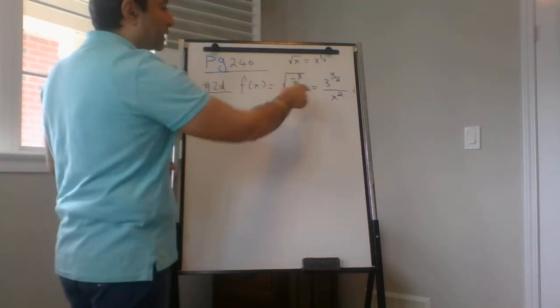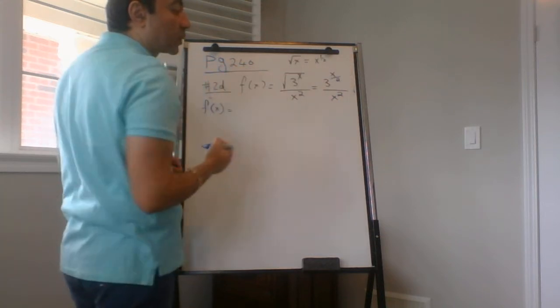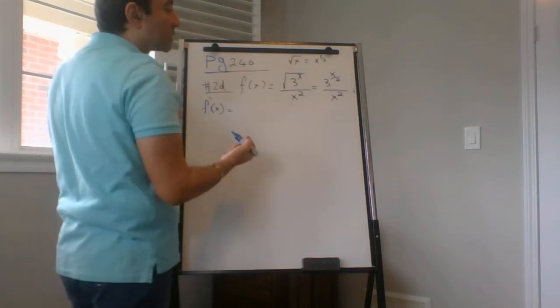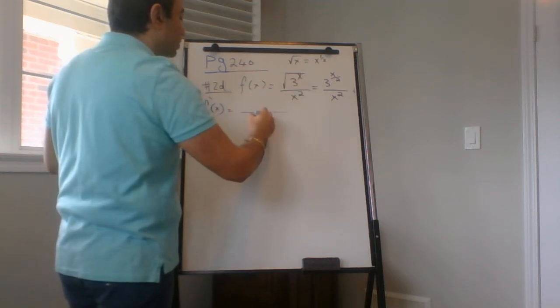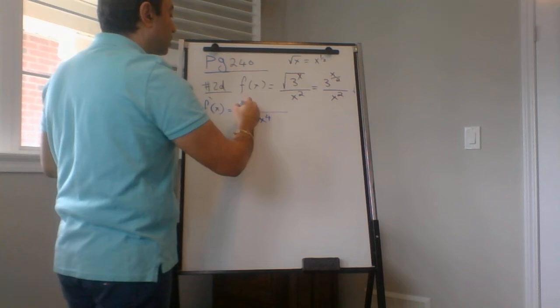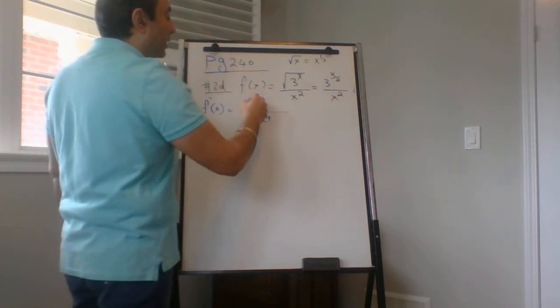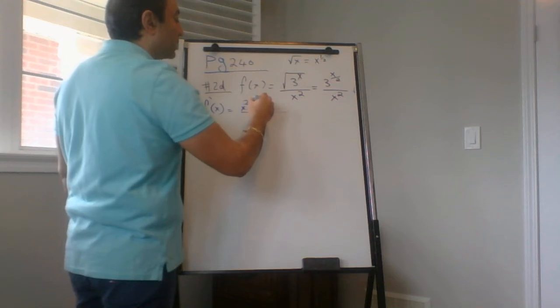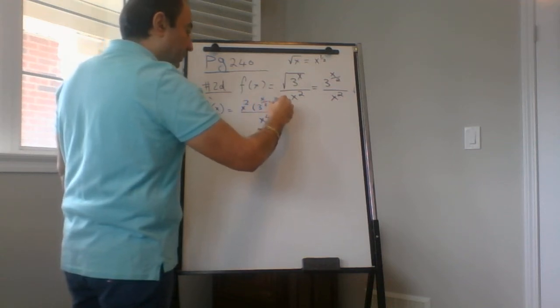I can send this up there and make it x to the power of -2 and use the product rule, or I can use the quotient rule. Both of them will work. I will use the quotient rule. So x to the power of 4 in the denominator, low d high. The derivative of 3 to the power of x over 2 is 3 to the power of x over 2 times ln of the base.